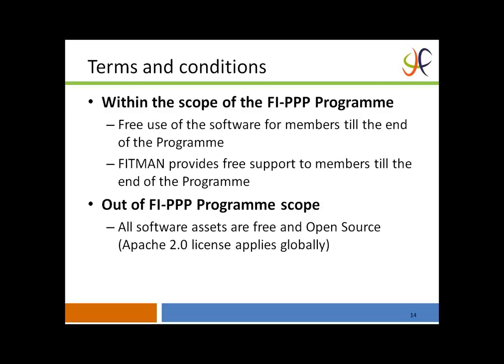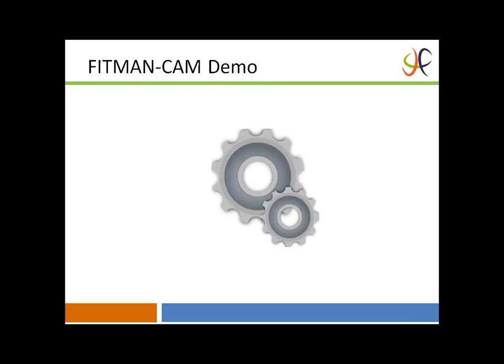Terms and conditions of use, well, this is open source software, so basically you can do whatever you want. Of course, we have a collaboration agreement with the FI-PPP program, so every software coming from the FITMAN project is free for use within the program, but this is anyway open source. It is licensed under the Apache 2.0, so it is also, let's say, a commercial friendly license. It's not GPL.